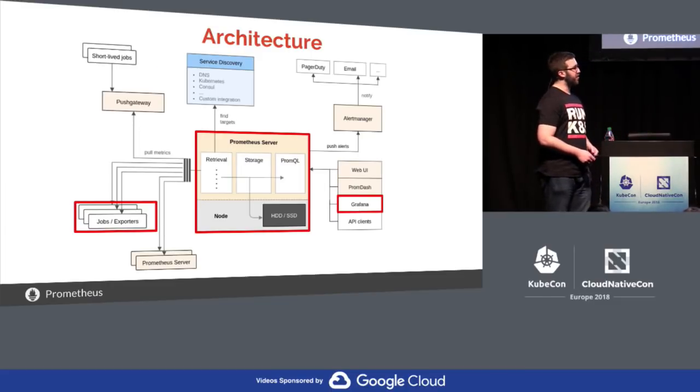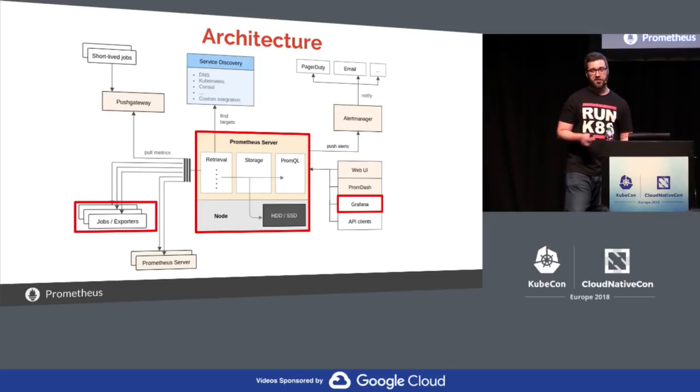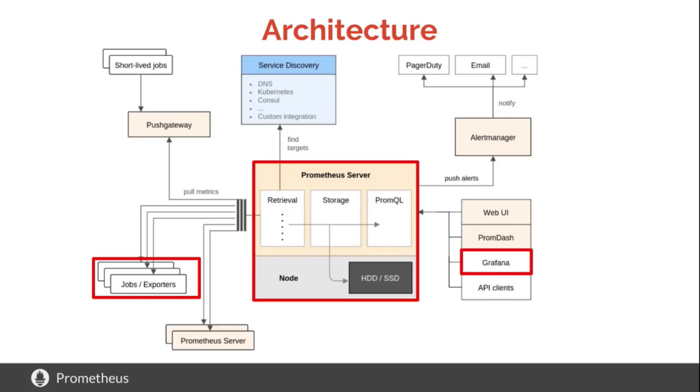The Prometheus architecture looks a little something like this, but for the purposes of our talk, all we really care about is the Prometheus server in the middle, a display such as Grafana on the right, and jobs and exporters and other sources of pull-based metrics on the left.